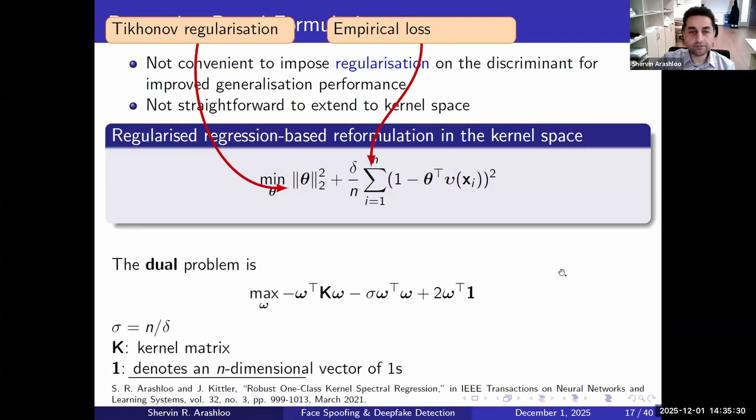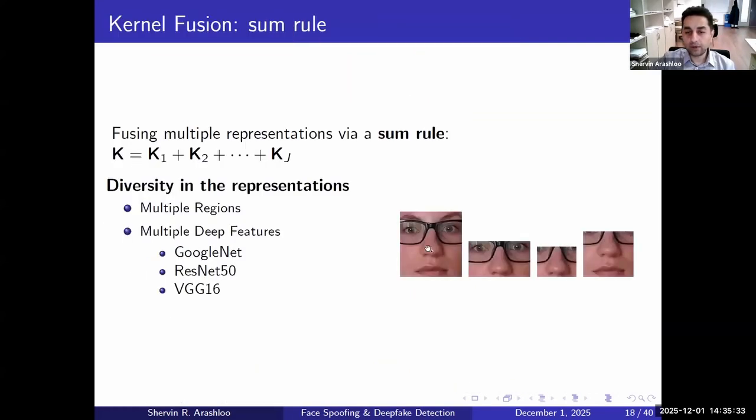Now, returning back to our feature fusion, we considered multiple regions of the face image, the entire face and different parts. For each of those regions, we extracted features using pre-trained models like GoogleNet, ResNet, and VGG16. Then we came up with 12 different representations. For each of those representations, we constructed one of those so-called kernel matrices and then fused them using a sum rule. This is a common approach in kernel methods, the sum rule over the kernels. When you do this, you're effectively fusing the features.